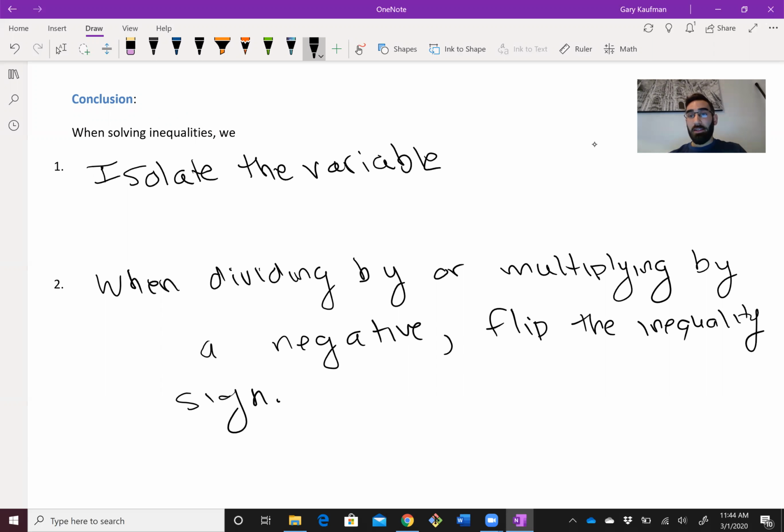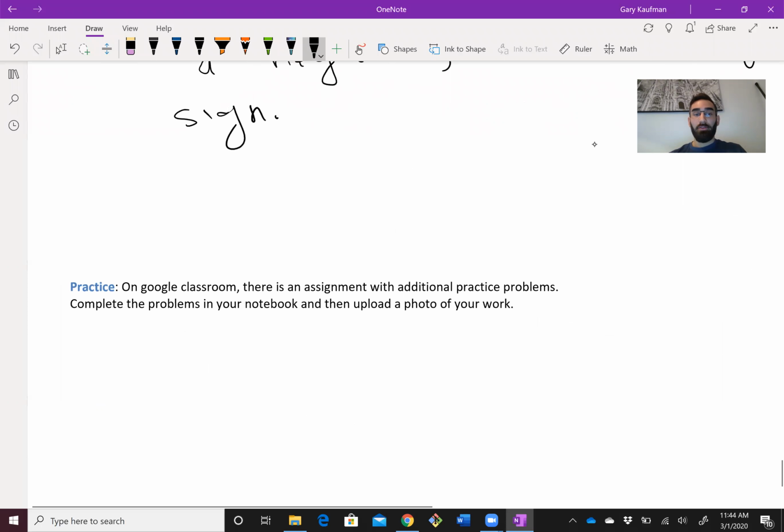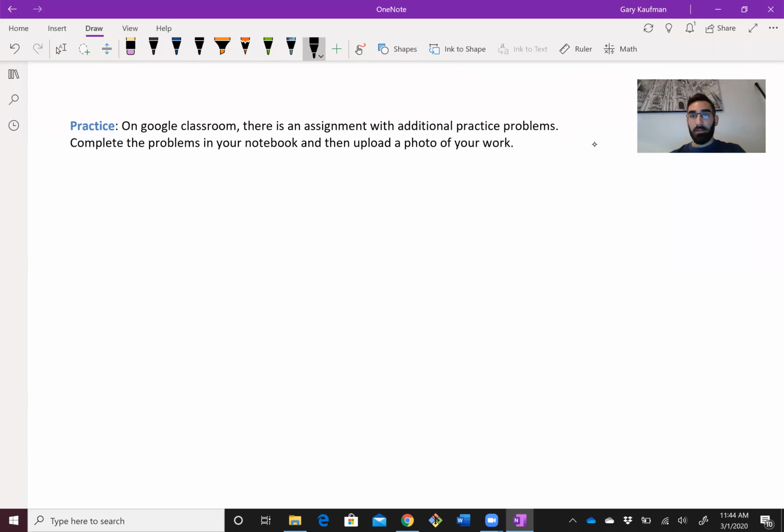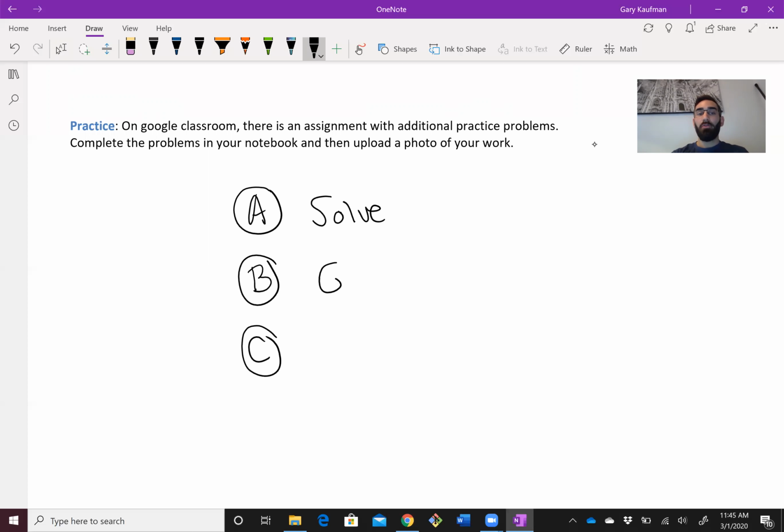Now, on the assignment sheet and on Google Classroom, there is practice. There's about 8 questions. What you are going to do is you're going to complete them in your notebook and then upload a photo of your work. I expect to see a part A, B, and C for each. So solve, graph, test.